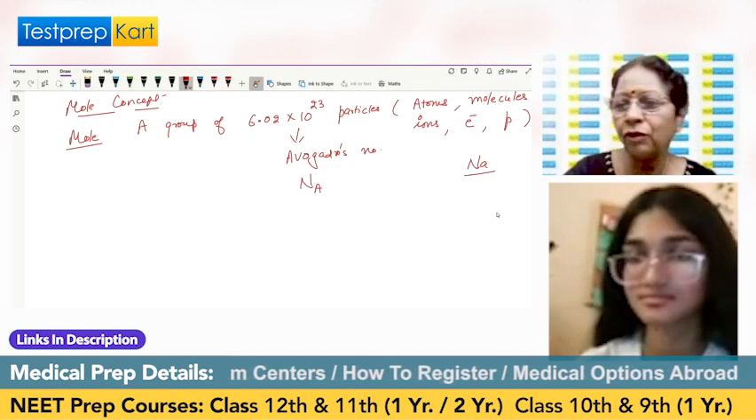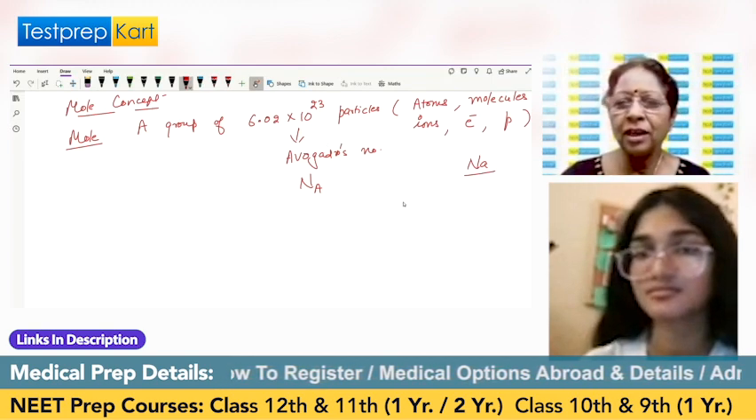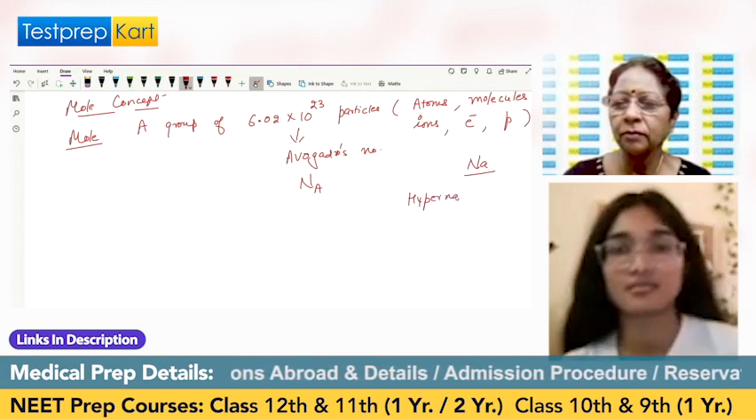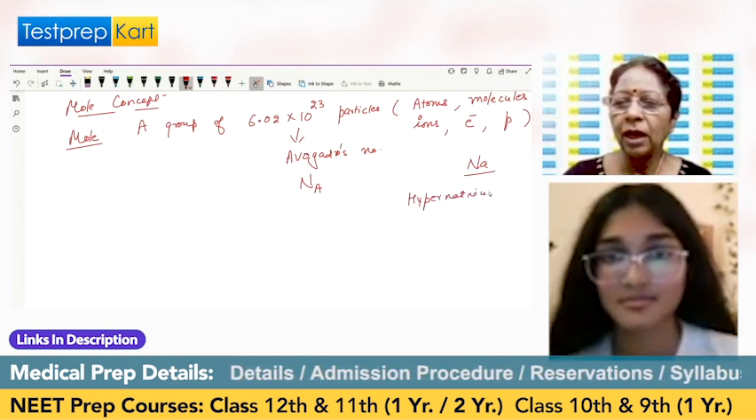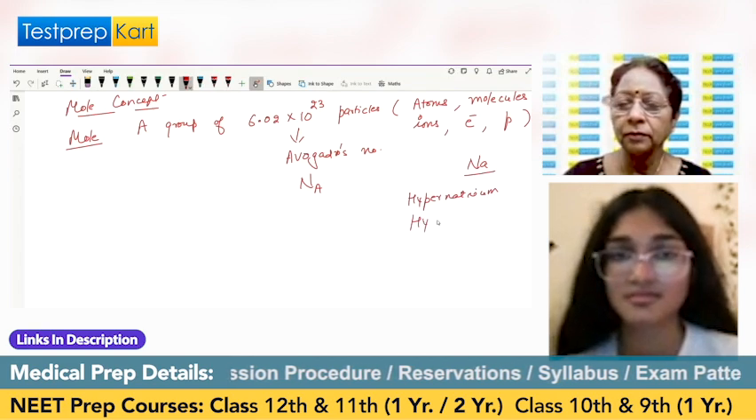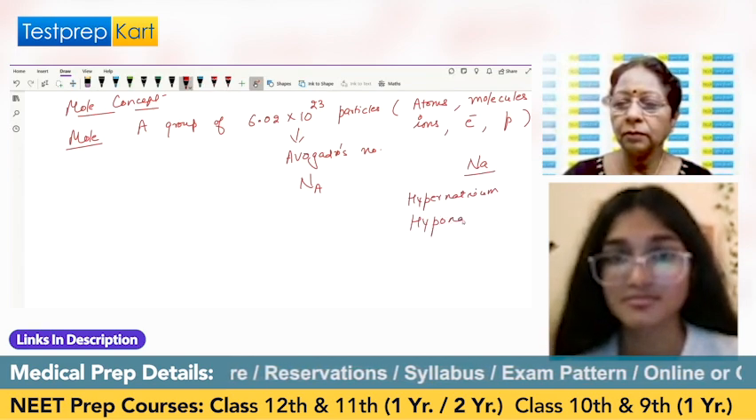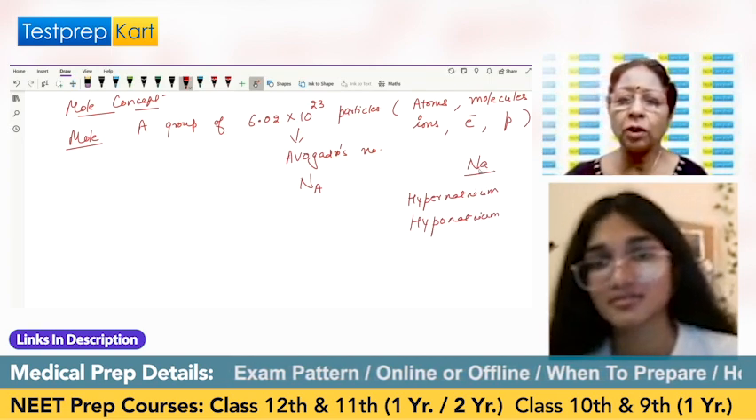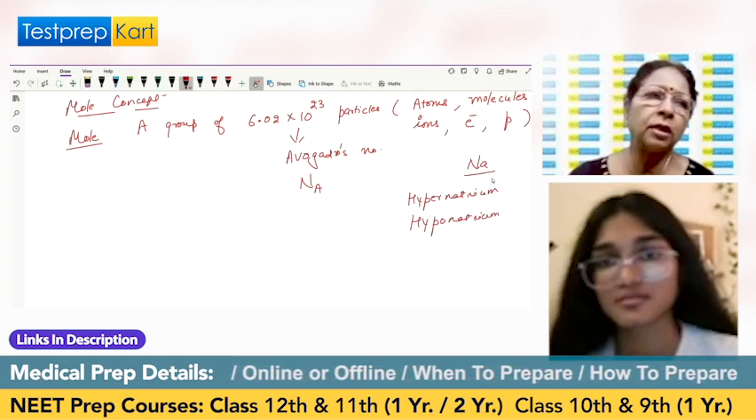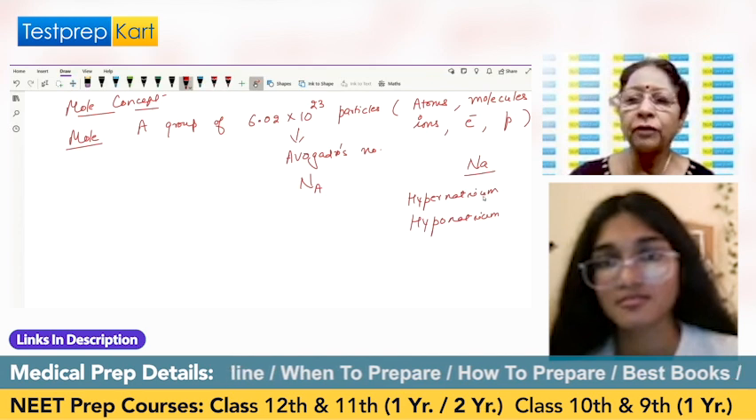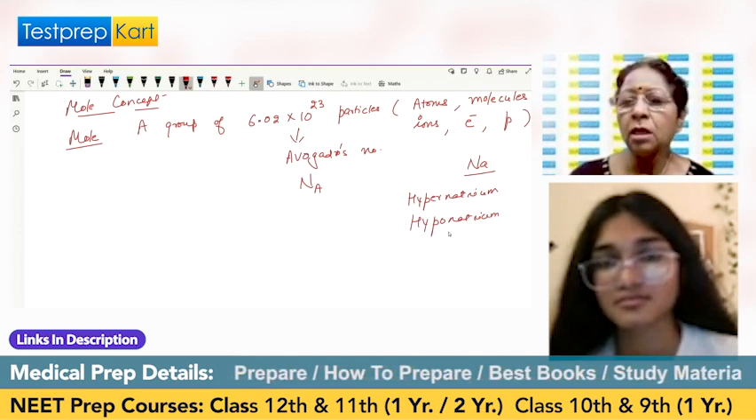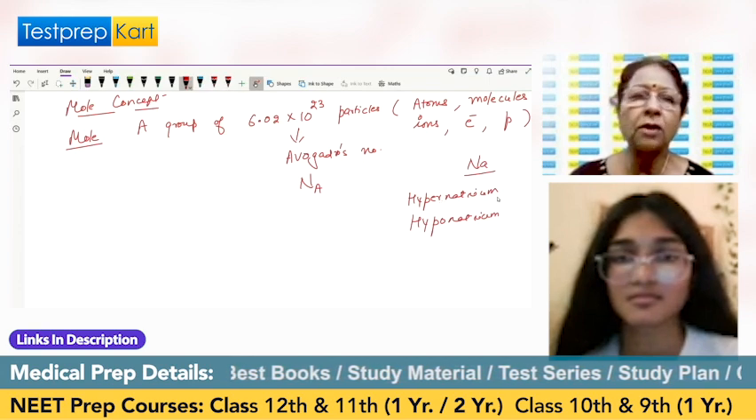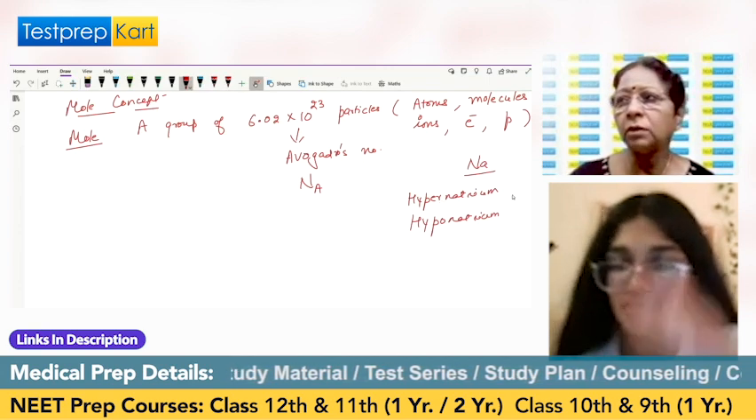When you become a physician, you will study that there are two types of diseases. One is hypernatrium and one is hyponatrium. Hypo means less. Actually, a sodium and potassium balance has to be there inside the body for a proper nervous system. So hyponatrium is deficiency of sodium. Hyper is excess of sodium. So both are not good for the body.